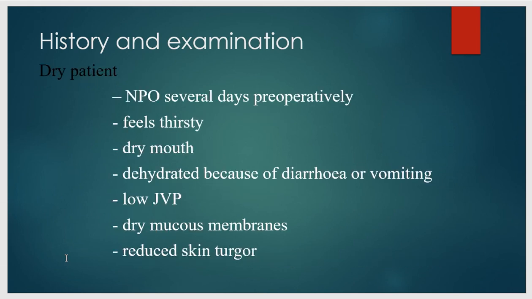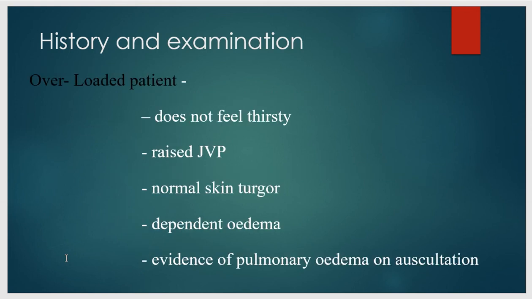So dry patient in history and examination: nil per oral several days pre-operatively. If the patient is nil per oral, the patient feels thirsty, dry mouth will be there. Due to presence of diarrhea or vomiting, the patient may be dehydrated. Low JVP is there. Dry mucous membranes will be there, and reduced skin turgor, right?